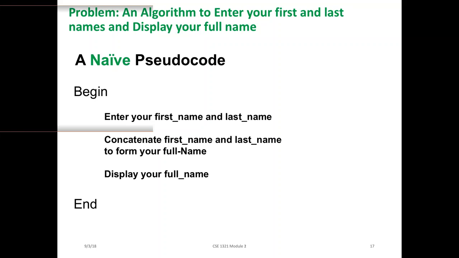So what are the levels of abstraction here? It says enter. We don't know how to enter. We don't need to tell how to enter. We are just typing enter your first name and last name, right? We are not giving in detail how to enter my first name and how to enter my last name. So enter is the abstraction here. We are just giving a shortcut, right?